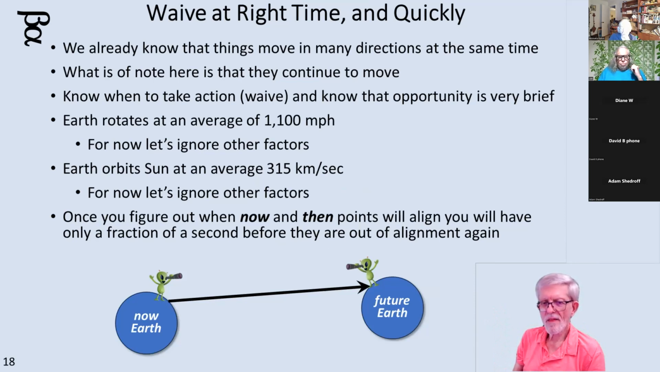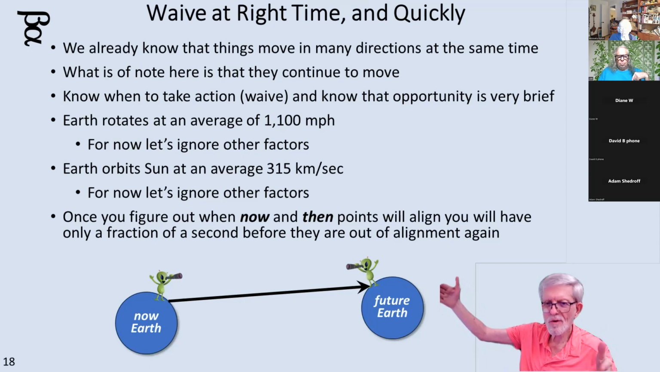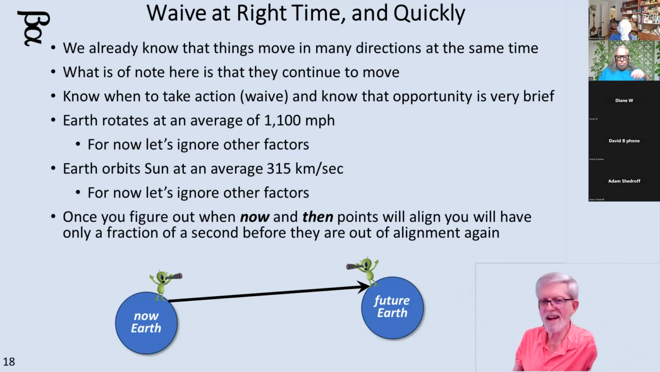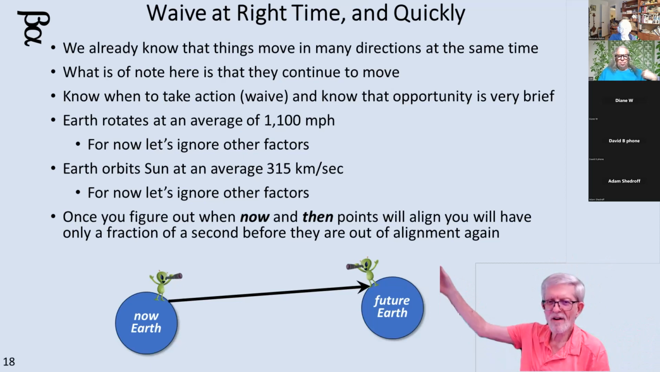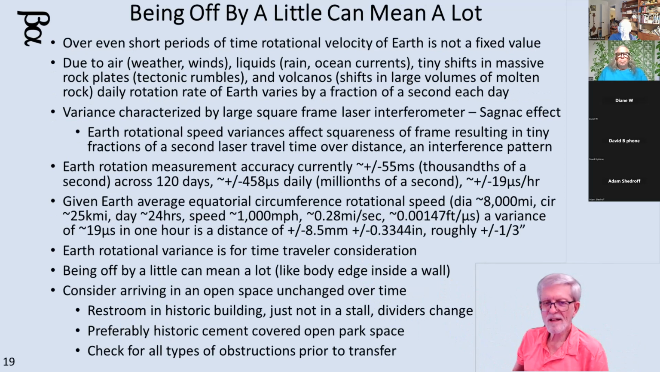Well, let's see. The Earth now is rotating at over 1,000 miles an hour. The Earth then is also rotating over 1,000 miles an hour. So the angular velocity of the two rotating Earths are such that you have to know exactly when to wave, and the guy on the other Earth would have to know exactly when to wave back at you. The amount of time you'd have is a small fraction of a second before things are out of alignment. Being a little bit off can affect things, even on shorter periods of time.